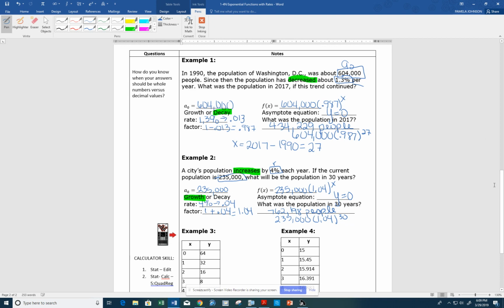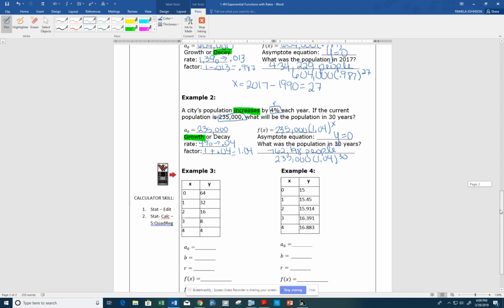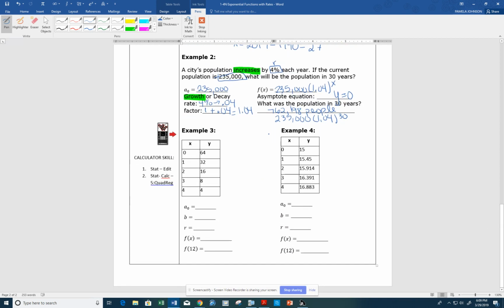All right, guys. Just 2 more examples we want to go through today. And this is when they give you a table and they want you to find all this information. Guess what? We could put it in our calculator. We could use stat edit.